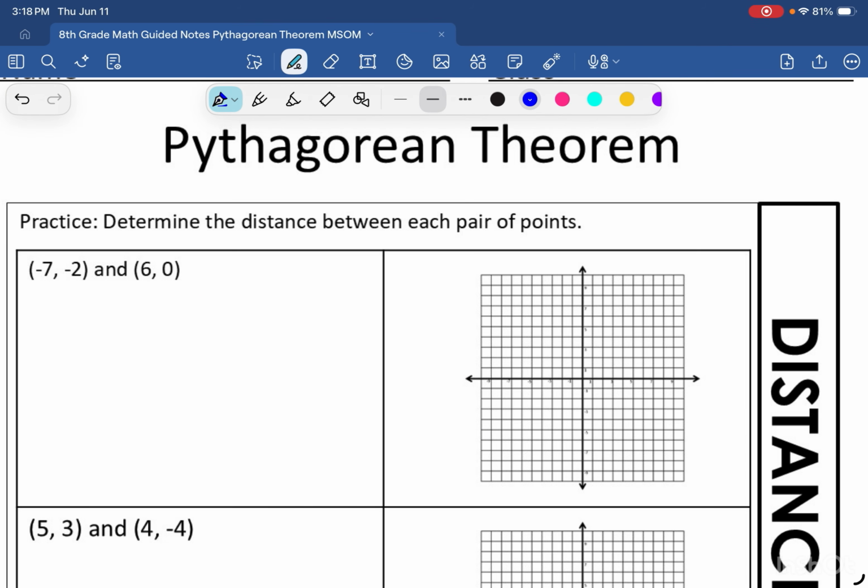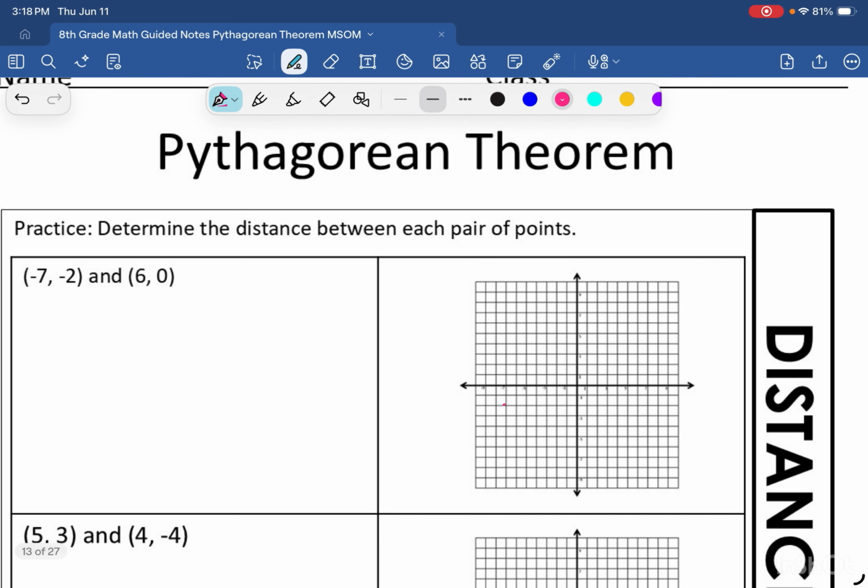Let's do some practice problems. We are going to determine the distance between each pair of points. So let's start by graphing the points. We have negative 7, negative 2, and then 6, 0. So I'm determining this distance right here between the 2 points. Let's create a right triangle. Again, it doesn't really matter if I do it up or down from it, but let's just do it like this. Now I need to label the distances there.